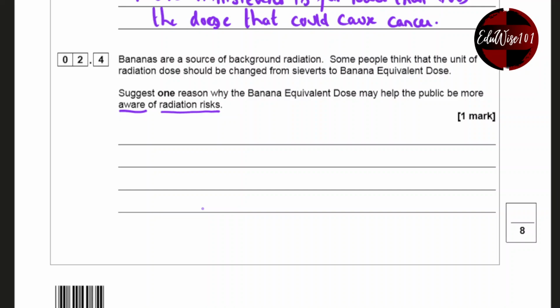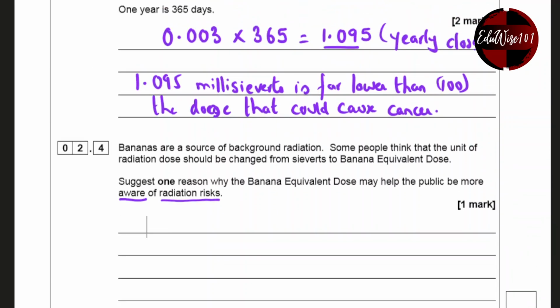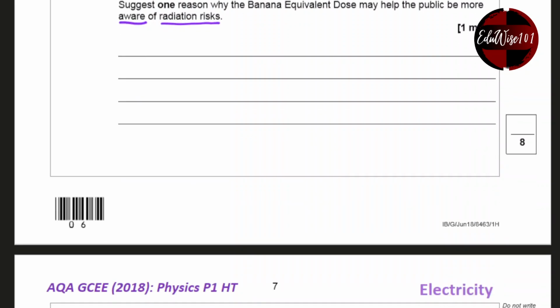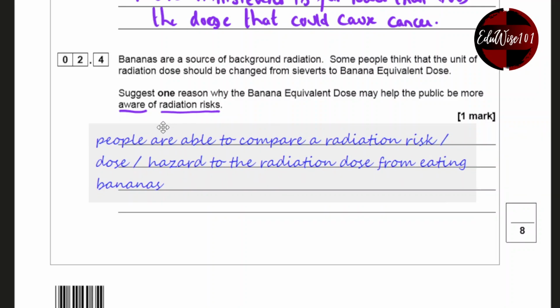So for example, for the above, what does 1.09 millisieverts actually mean, and what does 100 millisieverts mean? Let's say 1 millisievert is equal to the radiation from 1 banana. No one actually consumes about 100 bananas a day, right? So in that way, you could compare it much more easily. So the answer: people are able to compare a radiation risk, dose or hazard to the radiation dose from eating bananas.